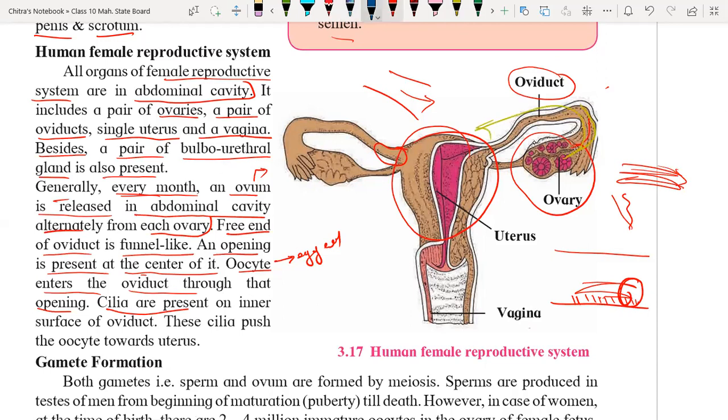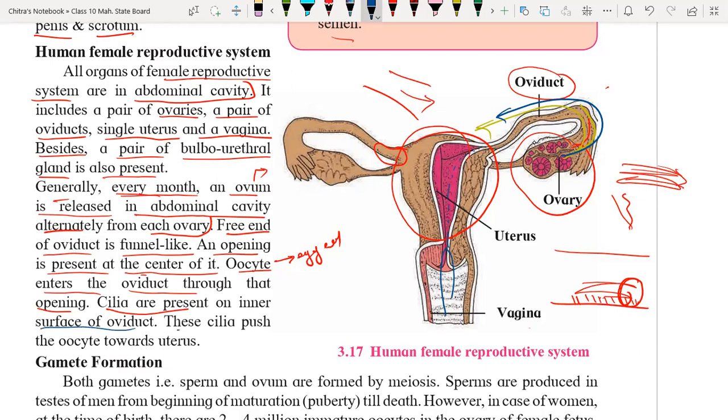Okay, in this direction. Why? Because once the sperm cells are released over here, they will travel toward the oviduct in order to fertilize the egg cell. Okay, everyone, you are getting the point? Yes, sir. Surface of the oviduct, the inner surface of the oviduct.